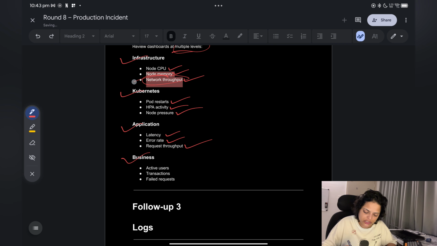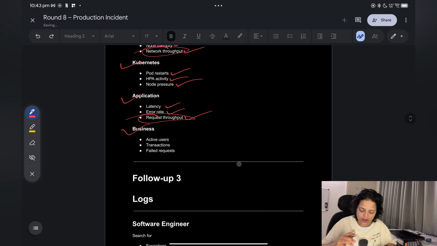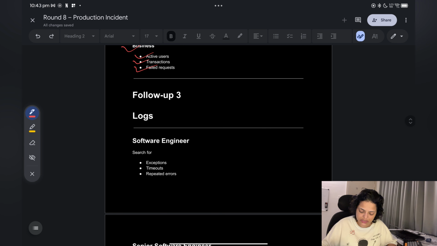So he checks network throughput in infrastructure, and in application he checks request throughput. Now in business, he will check active users, transactions, and failed requests, to check the business impact. Okay, follow-up question 3 is related to logs.